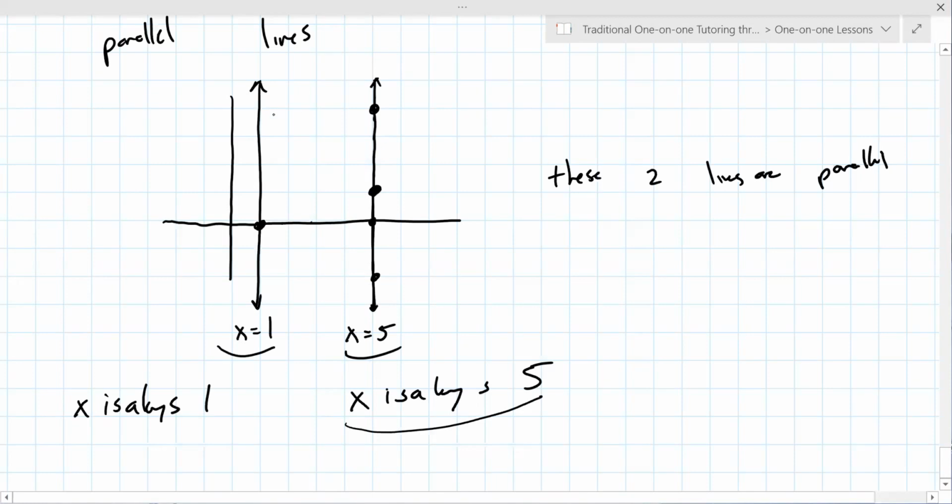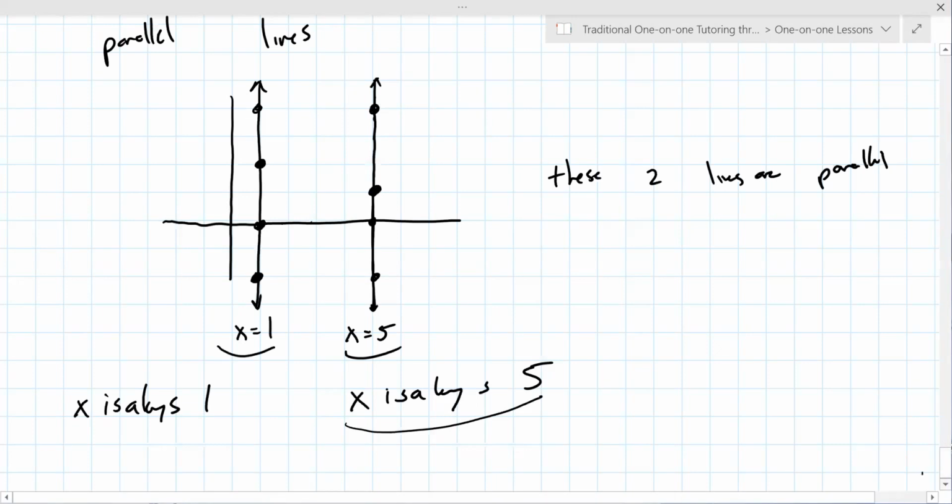Now let's go to the other one. Let's say I pick this point up here. What is the X value? It is always 1. Let's say I pick this point right here. What's the X value? Well, it's always 1. What if I pick a point down here? What's the X value? It's always 1.